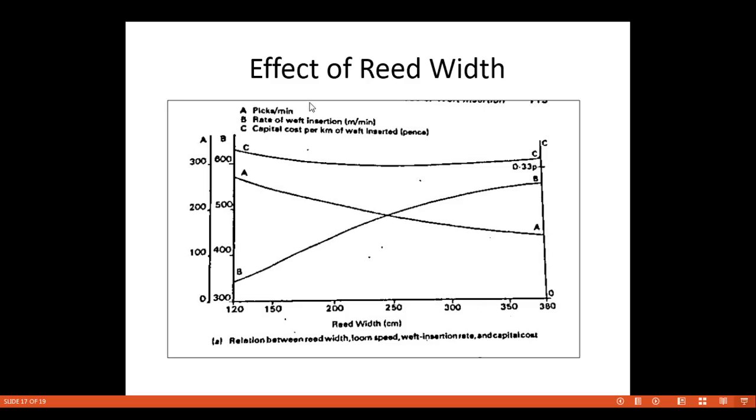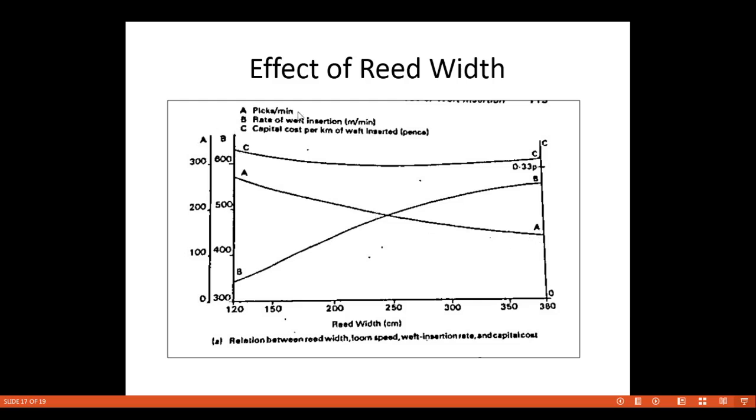So the effect of width on these three things we will see: A, B and C, as the width of the fabric or width of the reed increases. See what is happening here. First we'll concentrate on A. We can see here as the reed width is increasing from 120 to 200, 250, 380, the A curve is falling down. Means what?